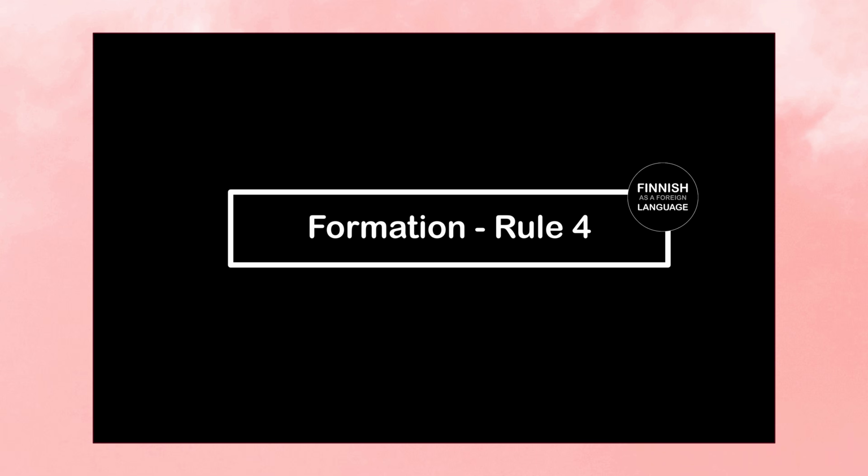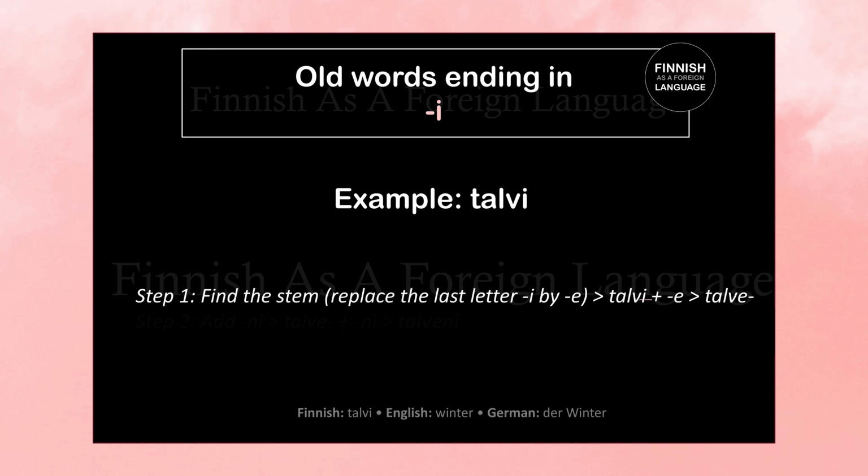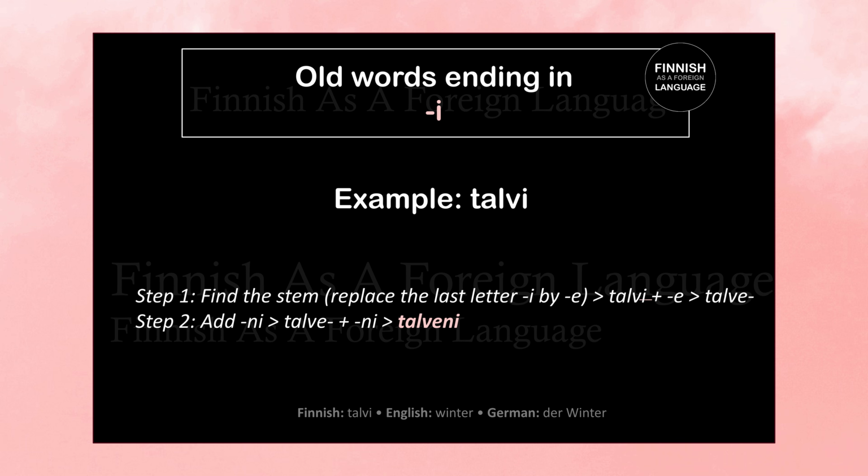Alright, we carry on with rule number 4, old words ending in I. For example, talvi, which means winter. In order to find the stem, we have to replace the last letter I by E. So talvi changes to talve. Then in the second step, we have to add ni to the stem, which means we have talve plus ni, and we get talveni. Talveni, which means my winter.